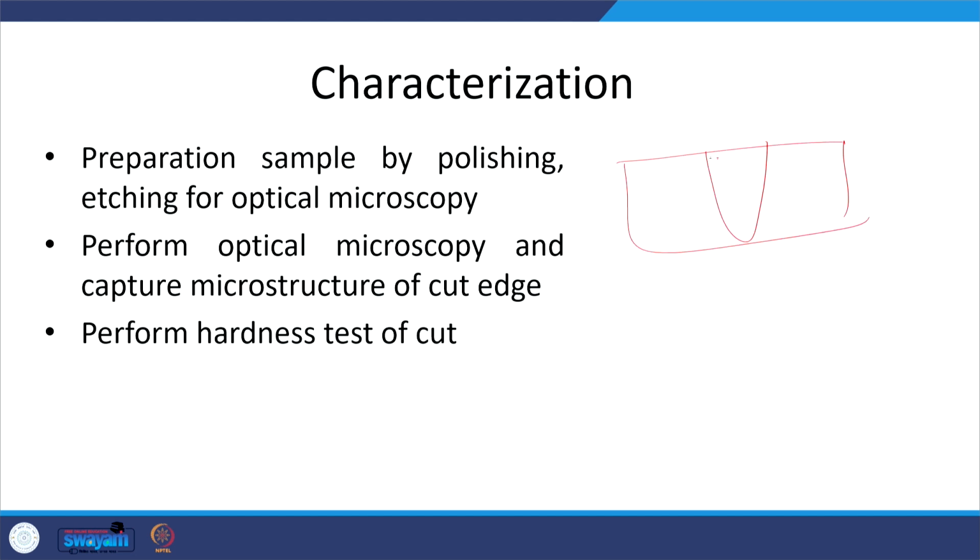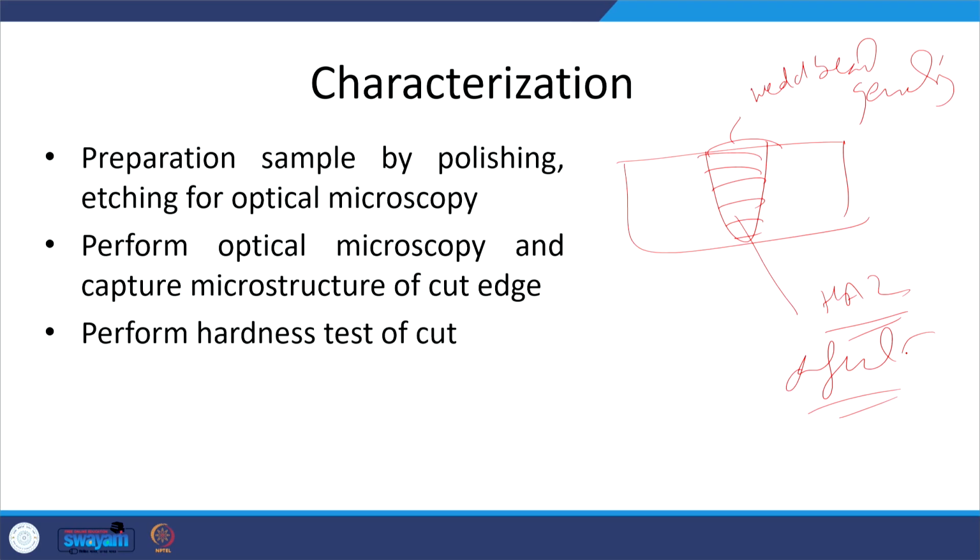In the case of multi-pass welding, once the joint has been developed, say this is the joint developed after melting the faying surfaces, it is important to characterize the weld bead geometry. Then we also have to see the heat affected zone characteristics, whether there is any micro-size defect, and also study the microstructure of the weld and the heat affected zone, both sides.